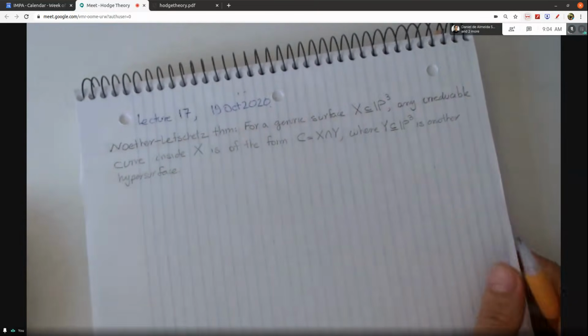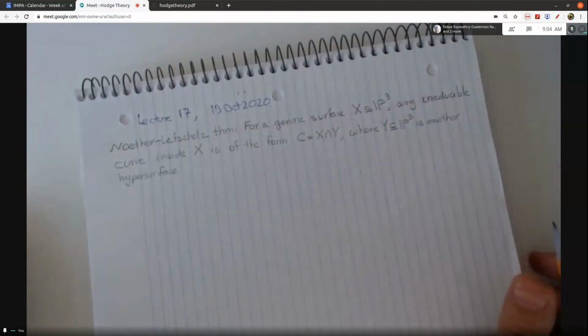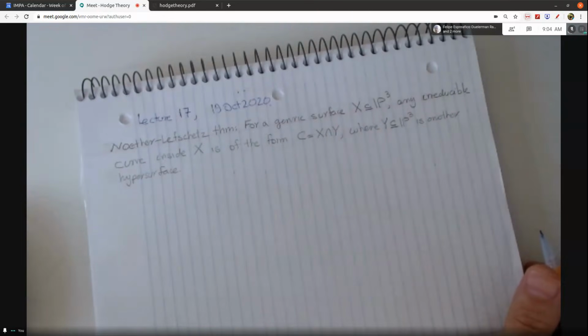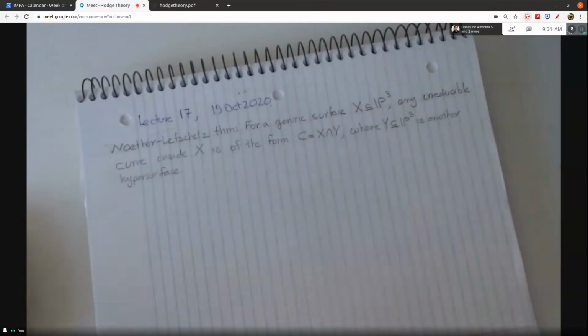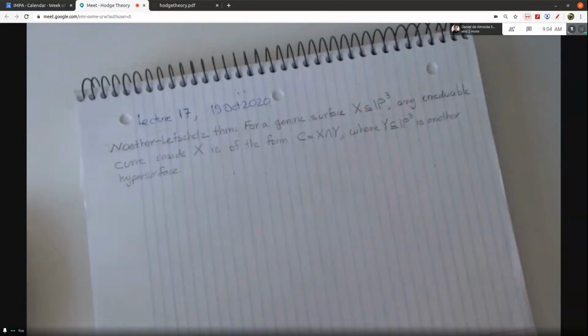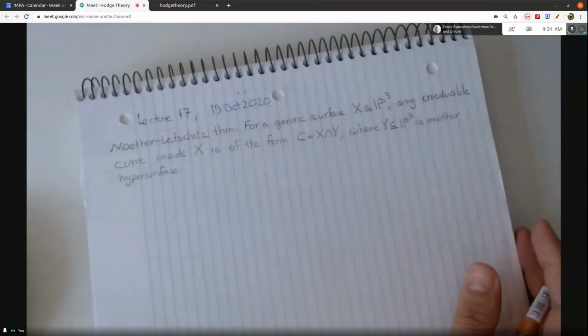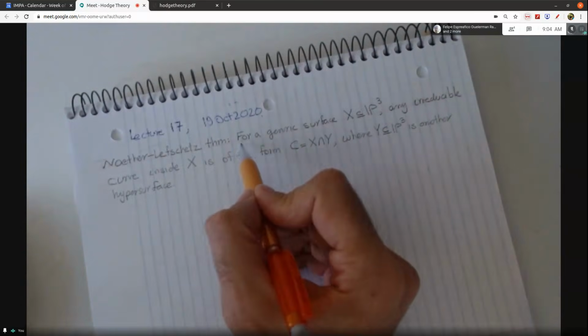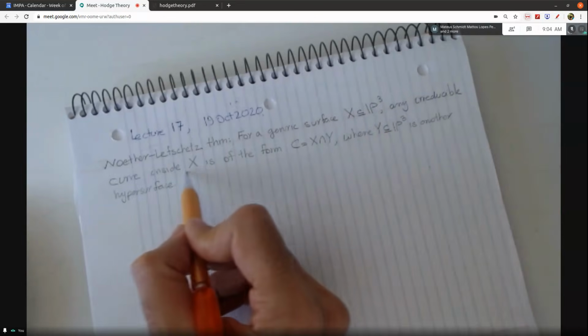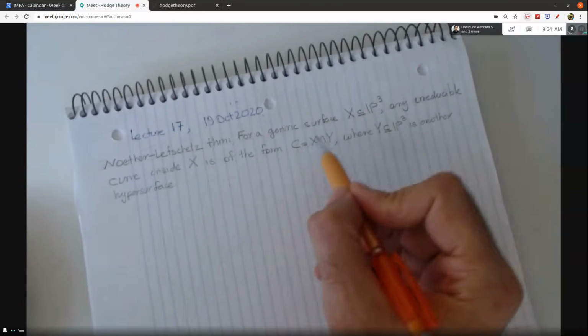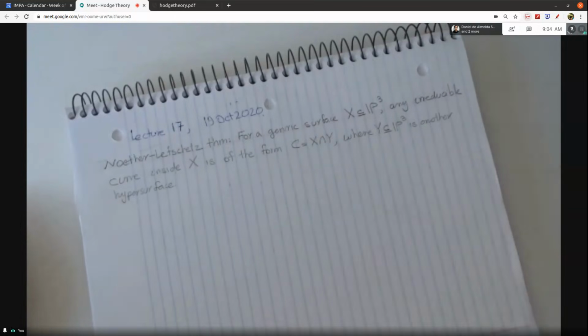Anyway, today I am going to again talk about the Noether-Lefschetz theorem. Last lecture it was the 17th lecture, but today it will be again 17 because I am going to repeat a few things. So, what is the Noether-Lefschetz theorem? For a generic surface X in P3, any irreducible curve inside X is of the form X intersected with Y, another surface.